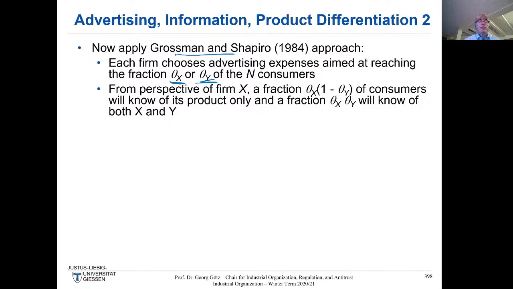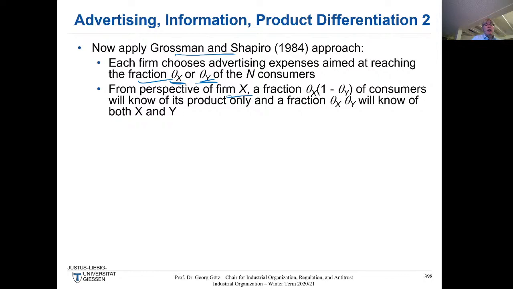This is very simple because suppose you just distribute flyers, and the more often your flyers distribute, the more likely it is that a higher share of the population is informed. Okay? Now, suppose that this fraction is determined independently, then from the perspective of firm X, if it invests theta X, suppose it invests so much that half of the population is informed, it has two possibilities.